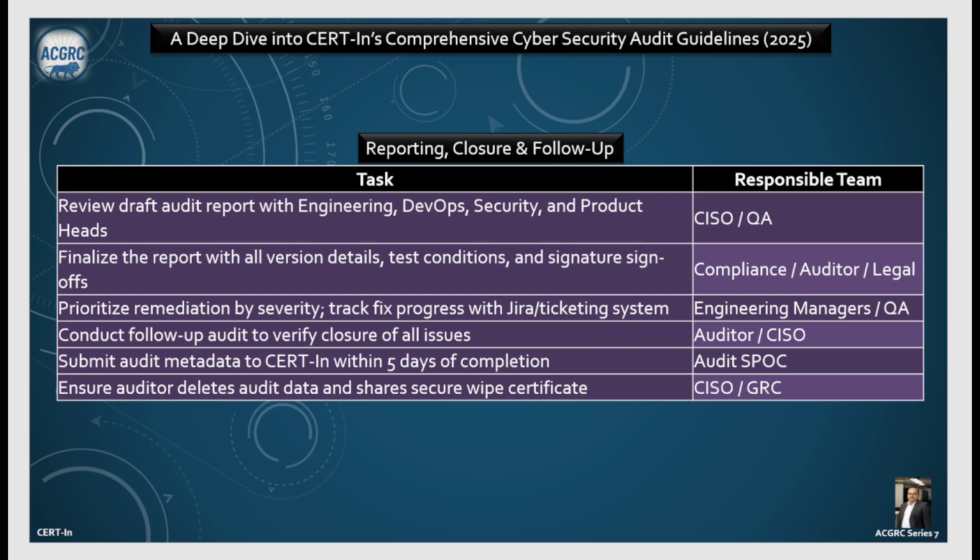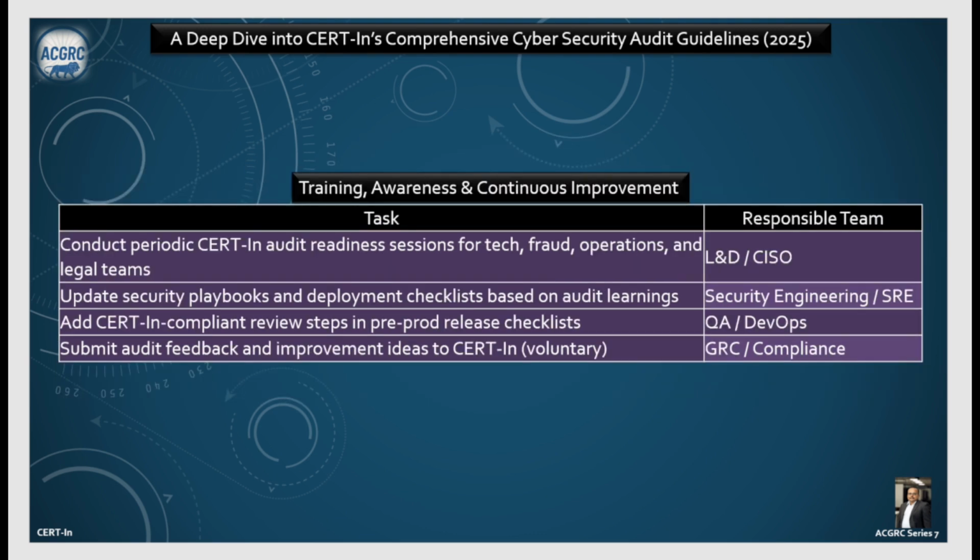The last step in this phase is to ensure auditor deletes the audit data and share the secure wipe certificate. This should be done by the GRC and CISO leading it. The next phase is training, awareness, and continuous improvement. Step 1 of this is to conduct periodic CERT-In audit readiness sessions for tech, fraud, operations, and legal teams. This should be led by your learning and development and CISO.